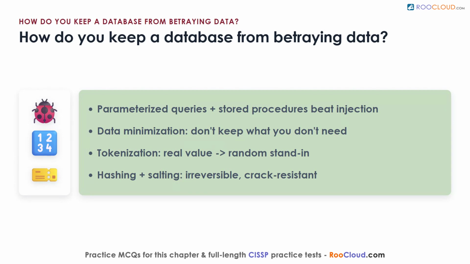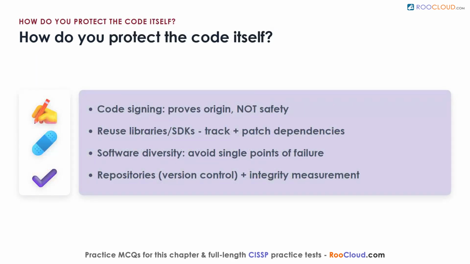Data minimization is the strongest move. Simply do not collect or keep sensitive data you do not need, because you cannot lose what you never held. Tokenization swaps a real identifier for a random stand-in with a guarded lookup table to reverse it. And hashing replaces a sensitive value with an irreversible fingerprint, made even tougher by salting it with a random value to resist pre-computed cracking. Picture keeping customer secrets in a vault, but better yet, not keeping the ones you never needed at all. How do you protect the code itself?